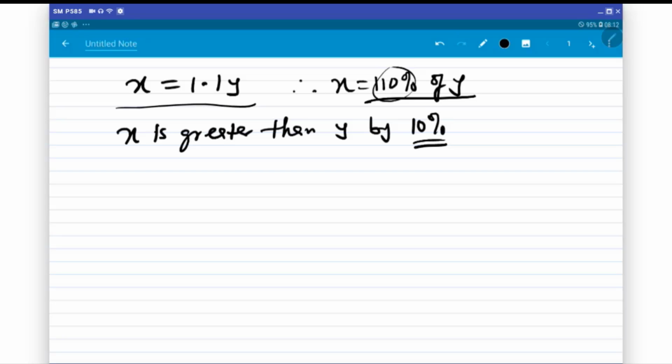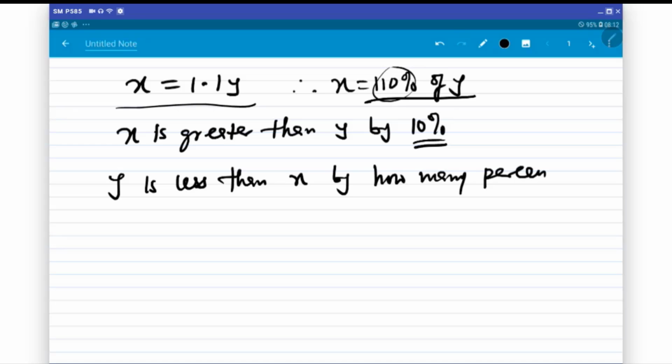Now, the question can ask you, y is less by how many percent? If x is equal to 1.1y, then by what percent is y less than x? We know that x is greater by 10% now, it's clear. But if we want to know by what percent y is less than x, all we need to do is, from this equation, make y the subject of the equation. Express y in terms of x. That's what we want to do.